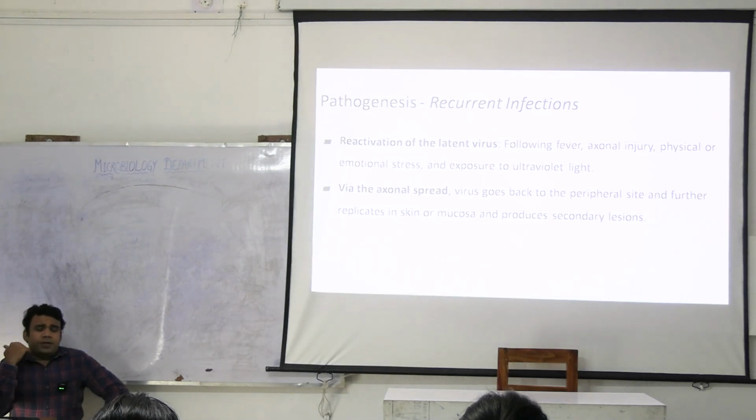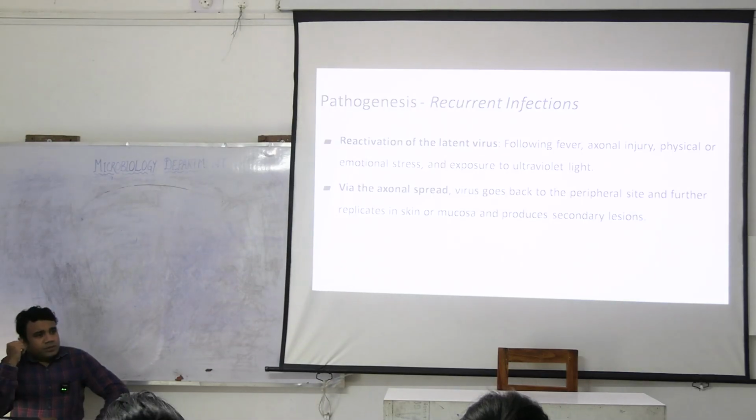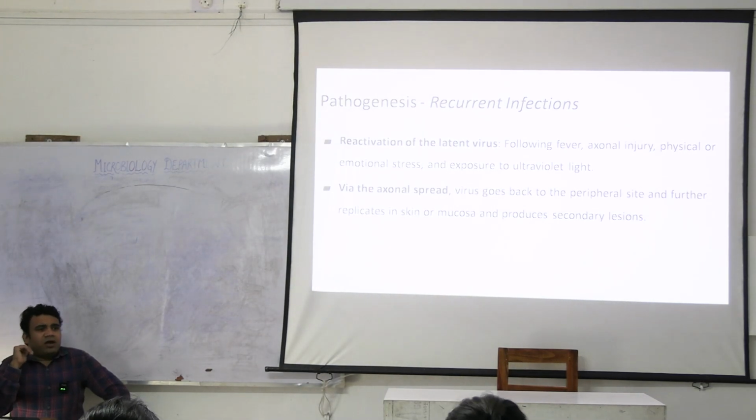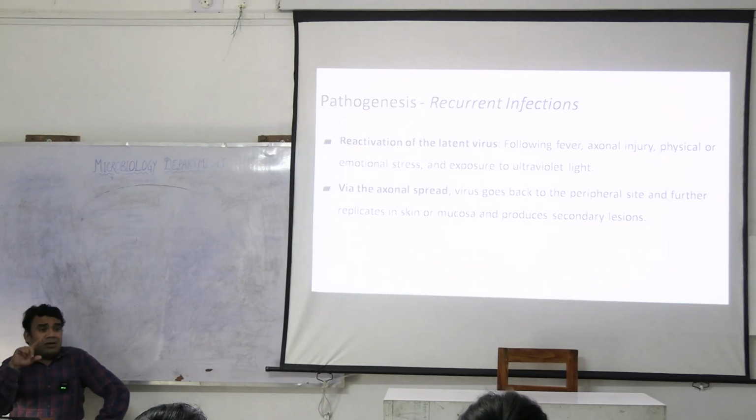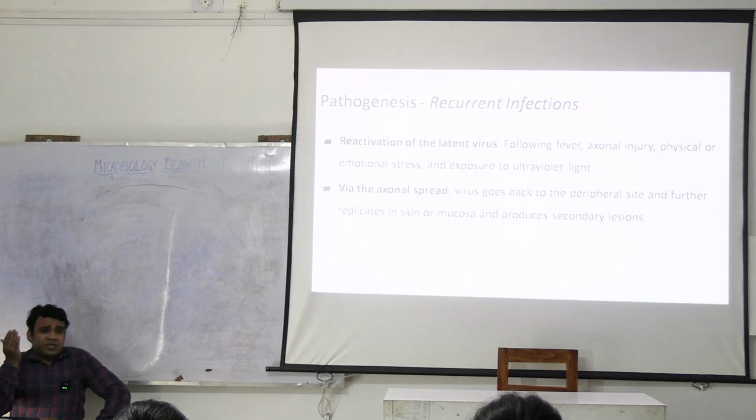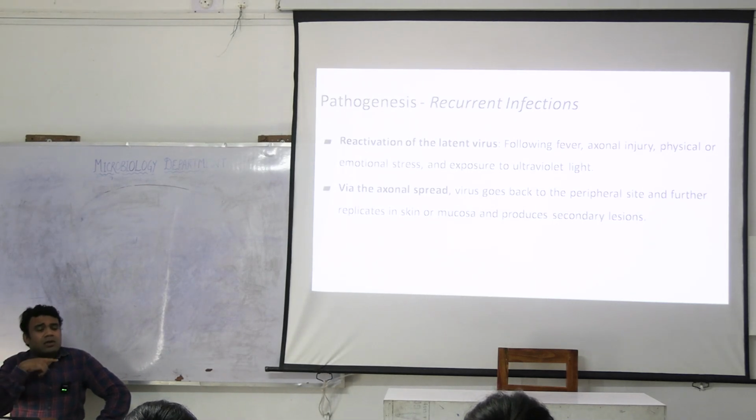Okay. Now, how does this reactivation occur? Suppose a person has already been infected with herpes simplex virus. That person will start producing antibodies, and after the initial episode, the patient becomes disease free. However, this virus will survive and remain in the ganglionic cells. Whenever the patient gets another infection and the immune status of the patient decreases, this virus now reactivates. That means it comes out of its latency and multiplies. And now it will spread along the neuron, that is the axonal spread.